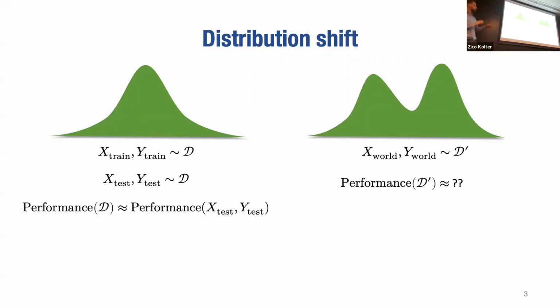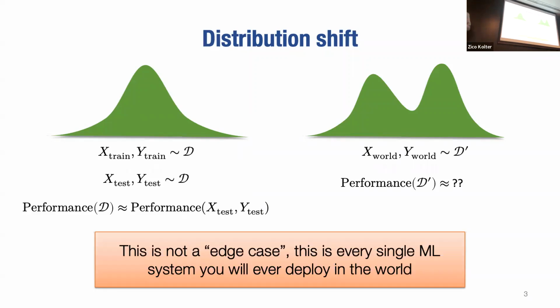The only thing I want to say on this is that I'm going to think of D as my in-distribution data and D prime as my out-of-distribution data. And the only thing that I want to emphasize here on this slide is that this is not some edge case of machine learning. This is also known as every single machine learning system you will ever build and deploy in the real world, right?